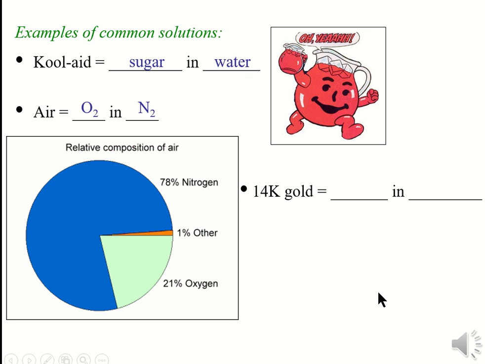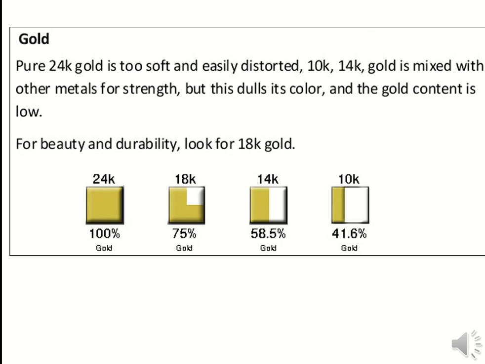Gold is also a solution. You can't have just pure gold. 14 karat gold, for example, has silver in gold. So why can't you just have 14 karat gold or pure gold? Pure gold is very pretty, but gold by nature is a very soft material. And so if you had pure gold, it would be too soft to form it into jewelry or other things. Although it's beautiful, it's easily distorted.